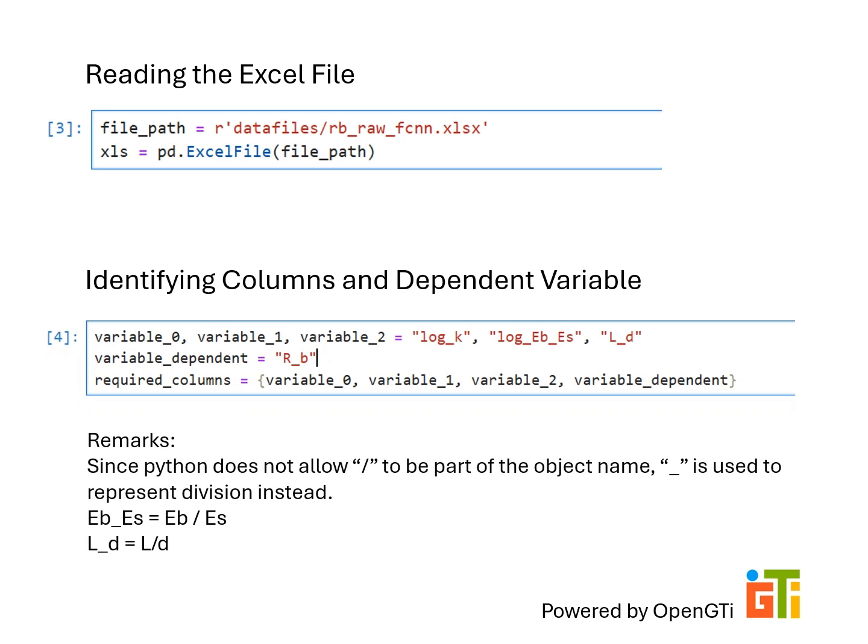Next, we specify the columns our model will use. We create three variables: variable_0, variable_1, and variable_2, that will serve as inputs, along with a single variable, underscore dependent, to indicate our target output. We collect them into a set called required_columns so we can easily verify that each worksheet has all the columns we need.